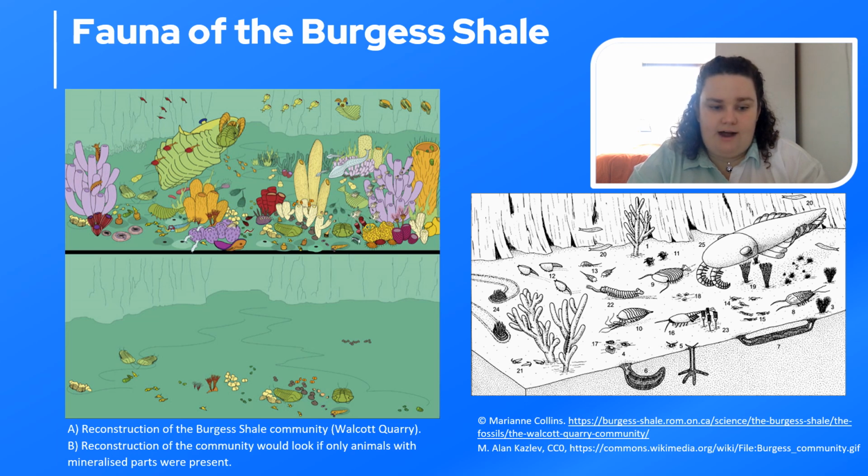In this diagram, we can see the difference in the Burgess Shale organism amounts that we wouldn't have known about without the exceptional preservation. For example, we would only really get the ones with skeletalized hard parts. And now we'll be going through some of the more interesting and kind of weird species that have been found in the Burgess Shale.